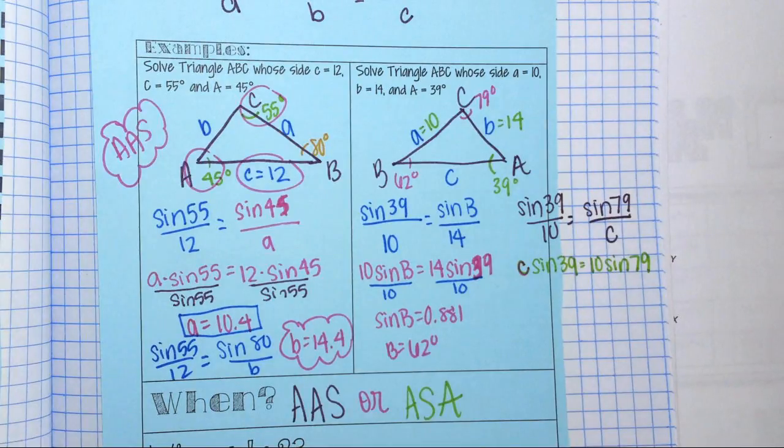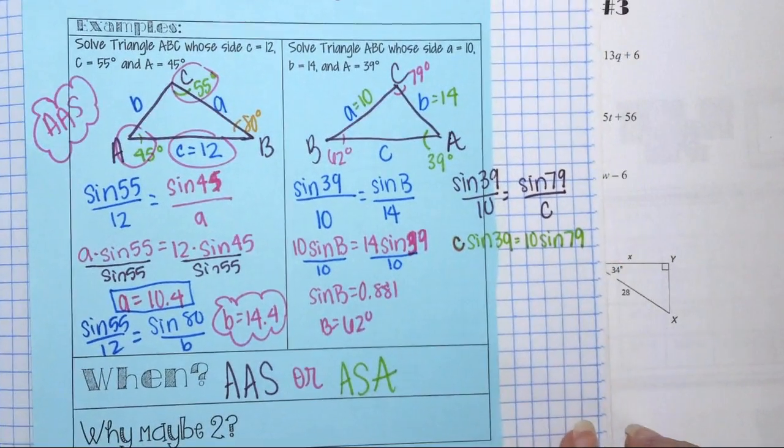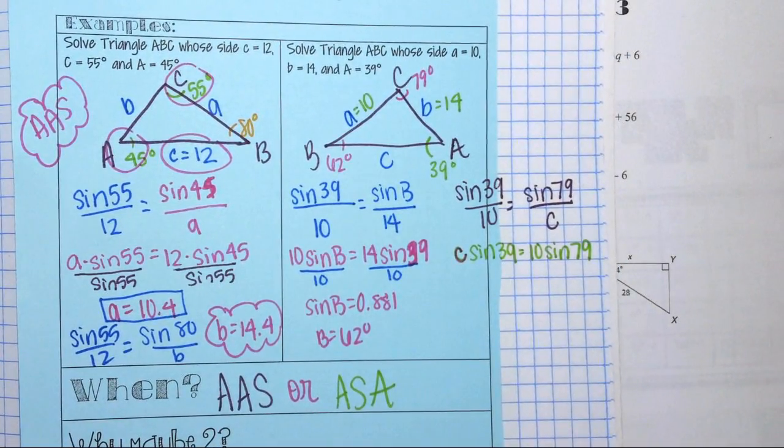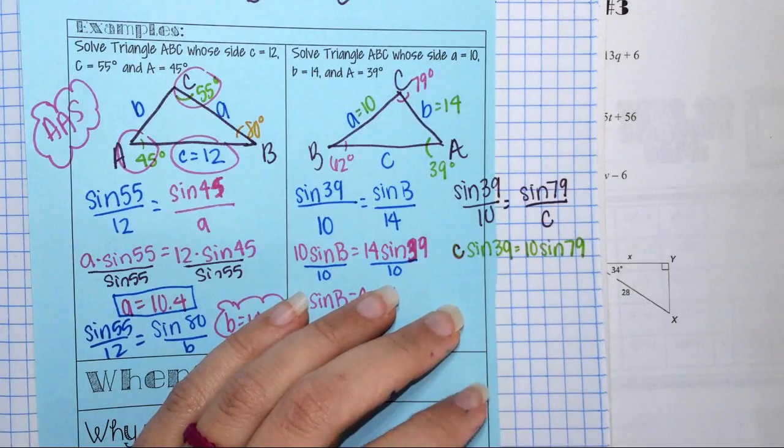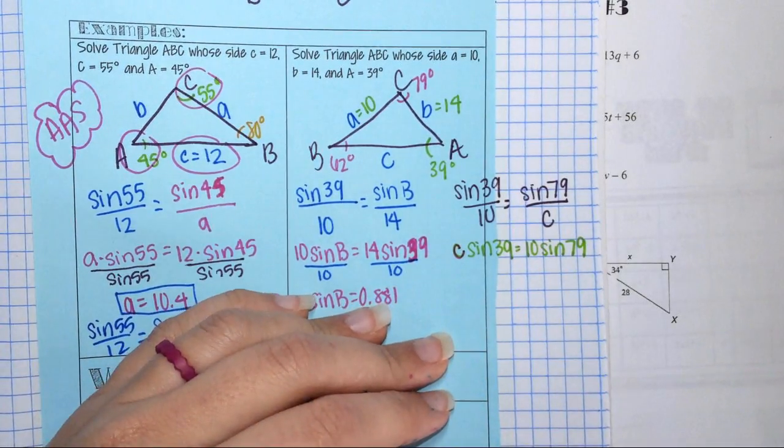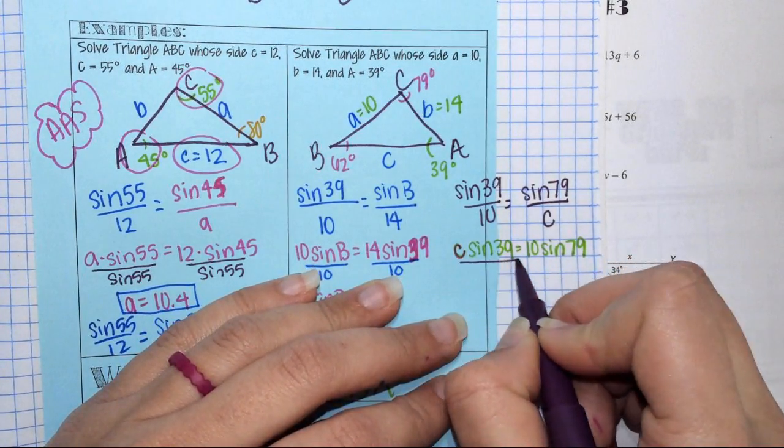Okay, now what? Divide by what? Sine of 39. Yes. I used B instead of A, and I got the same answer. Yes. There is more than one way to work out the problem.